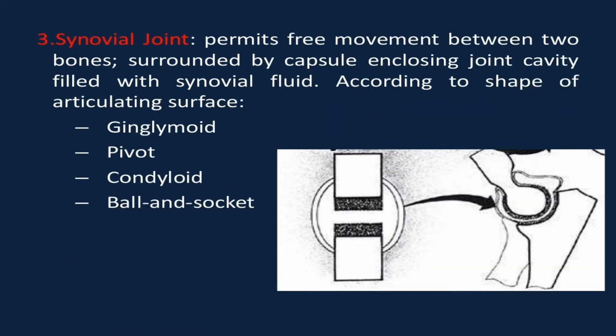Third, synovial joint, which permits free movement between two bones and is surrounded by a capsule enclosing a joint cavity filled with synovial fluid. According to the shape of the articulating surface: ginglymoid, pivot, condyloid, ball and socket.